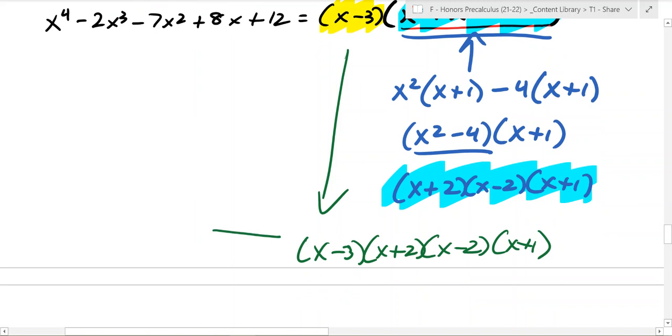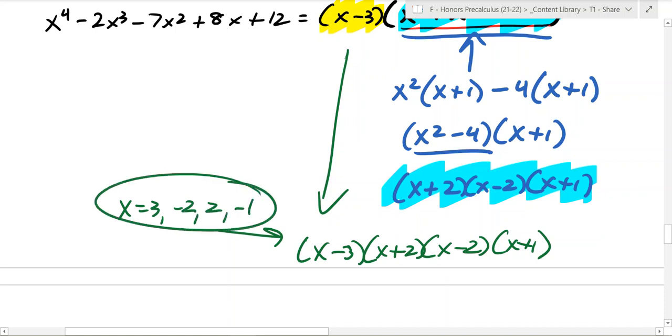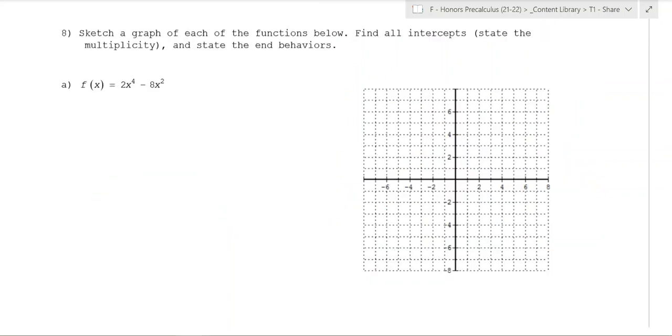So what are all of the zeros there? What makes those linear terms 0? We have x equals 3, negative 2, 2, and negative 1. Those would be all the zeros. So how would you use everything we've learned to graph these two functions?